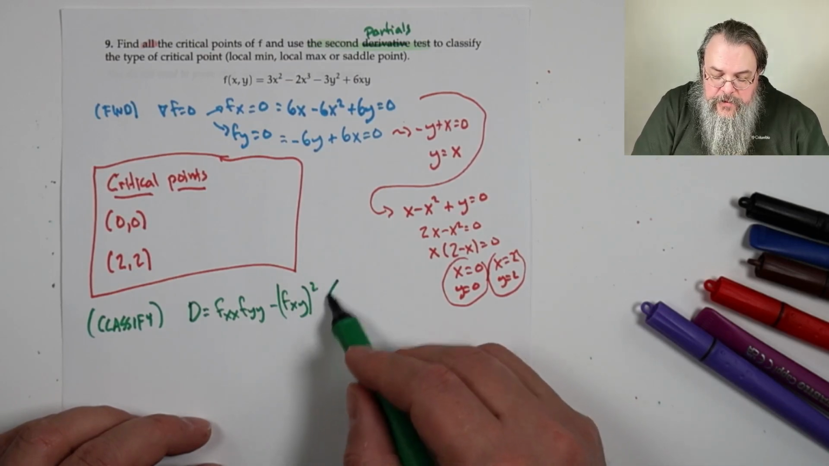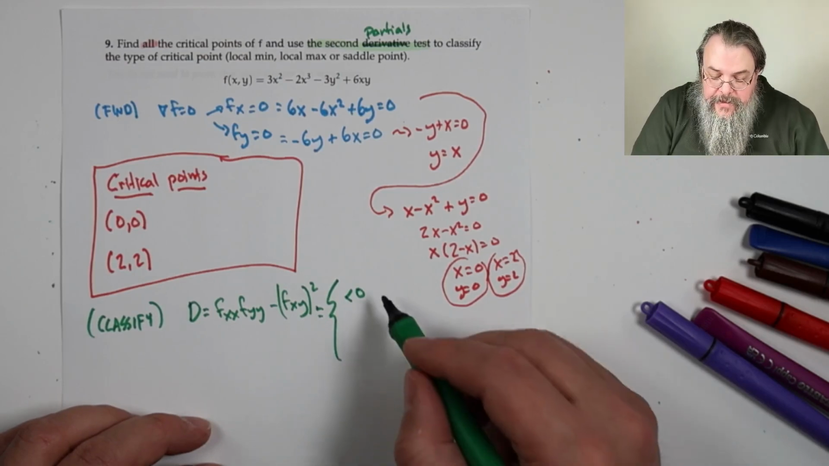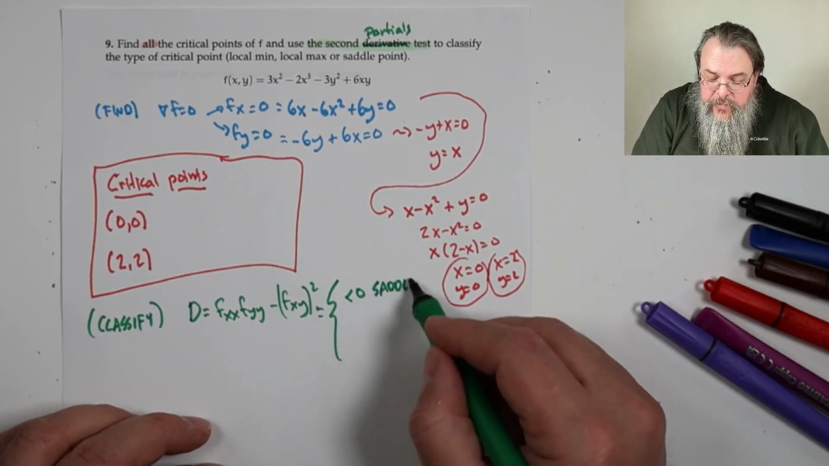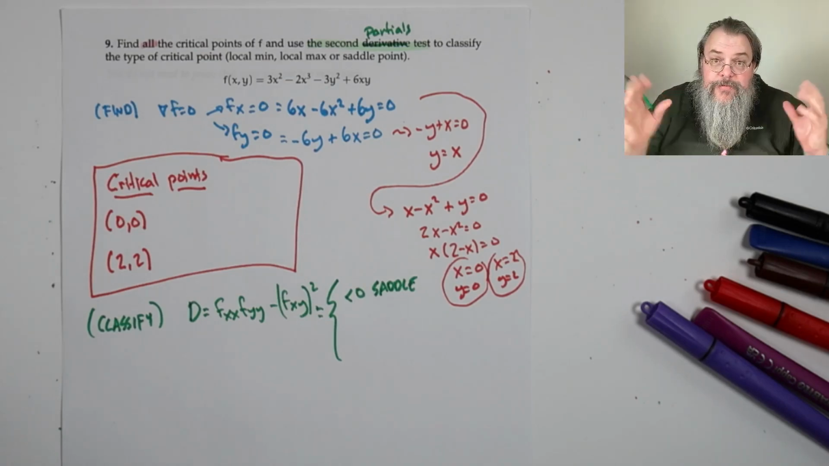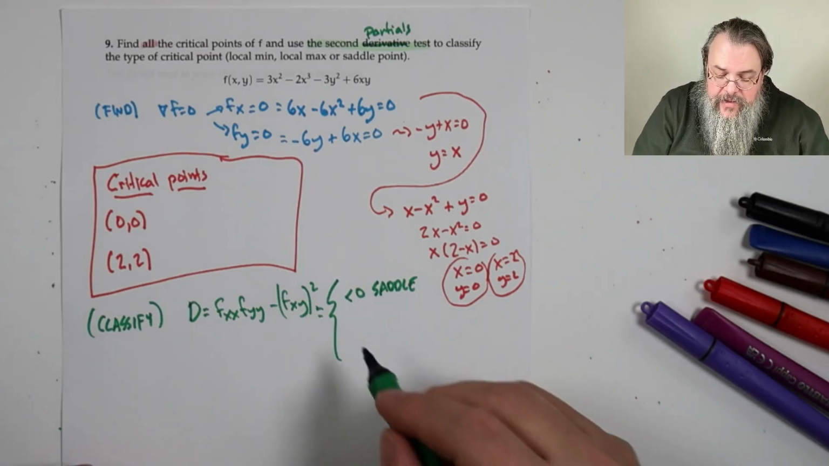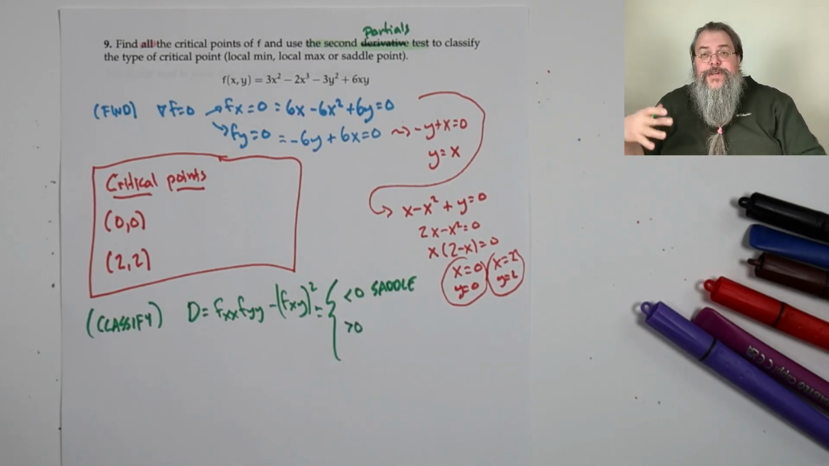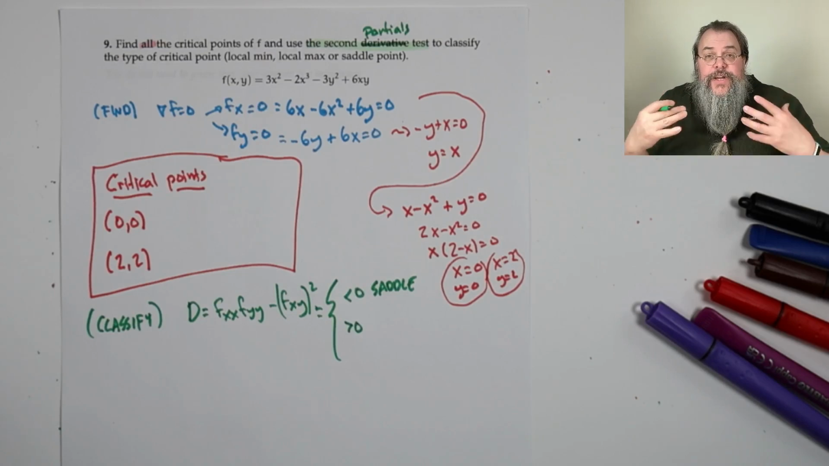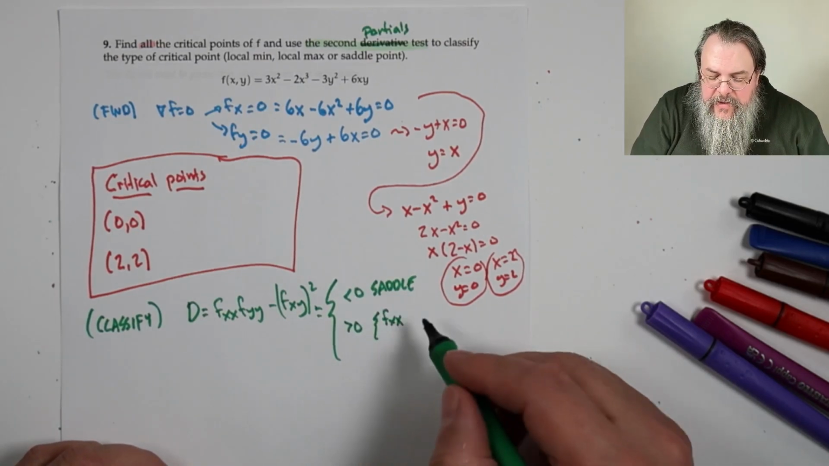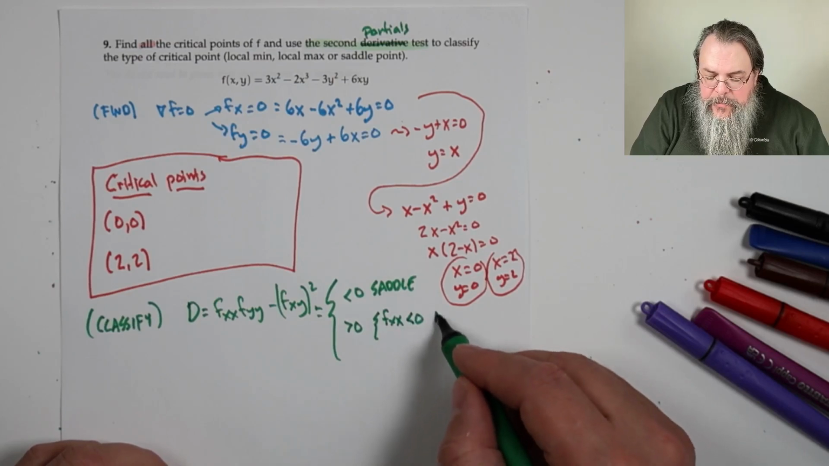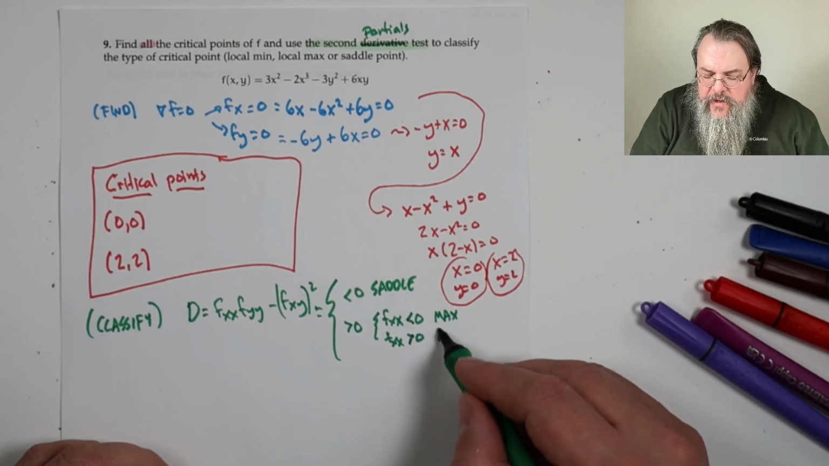And there are a few possibilities. If this is negative, then what you have is a saddle. In other words, it's going up in one direction and down in another: a saddle, neither min nor max. If it's positive, then you have to look at a slice and channel your inner Calc 1. You say, okay, let me look at, say, fxx. If that's negative, then we're at a max. If fxx is positive, then you're at a min.